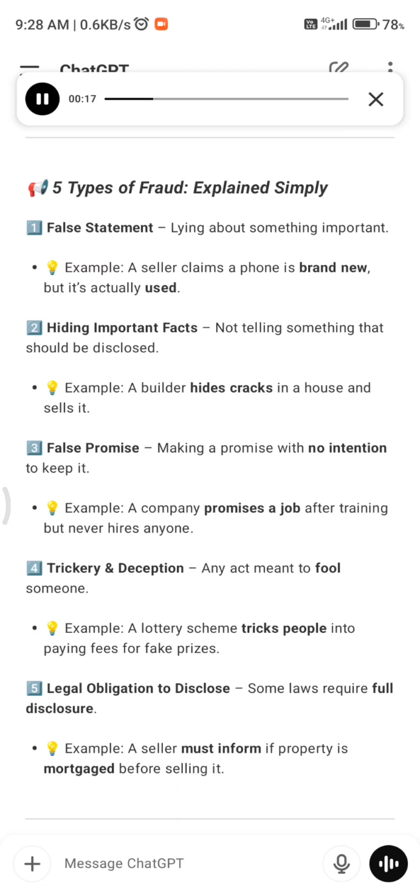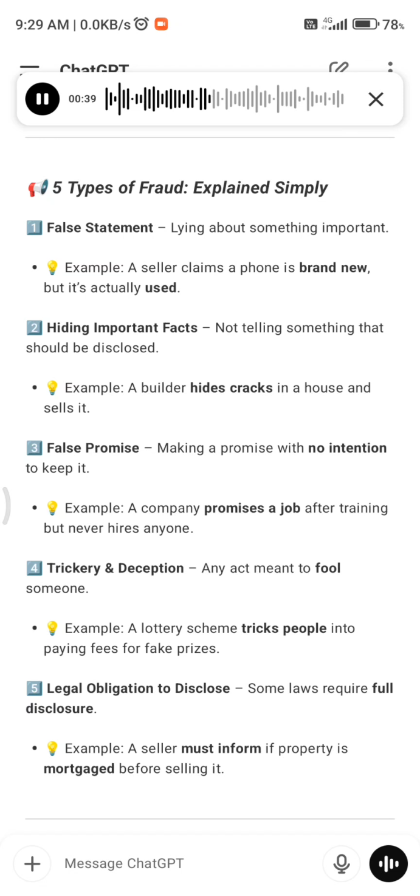Example, a seller claims a phone is brand new, but it's actually used. 2. Hiding important facts. Not telling something that should be disclosed. Example, a builder hides cracks in a house and sells it. 3. False promise. Making a promise with no intention to keep it. Example, a company promises a job after training but never hires anyone.